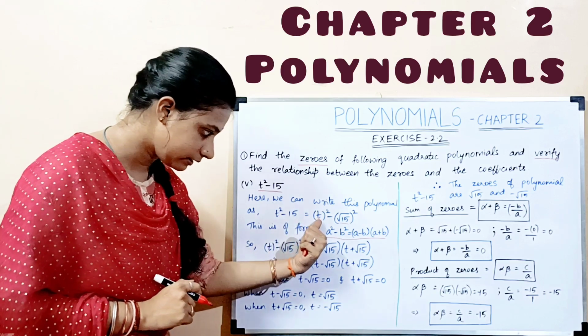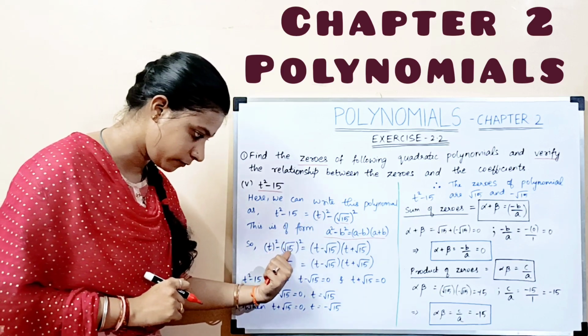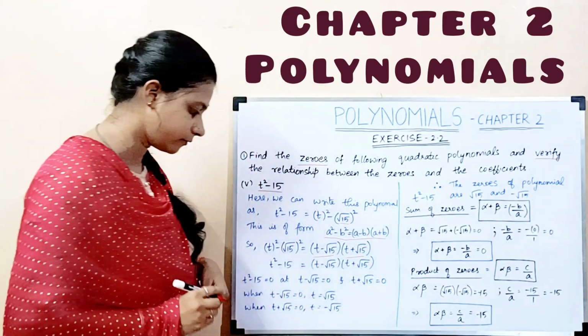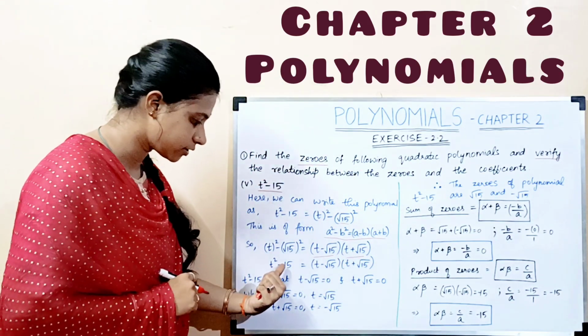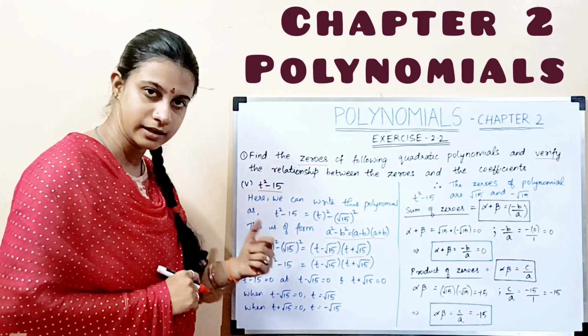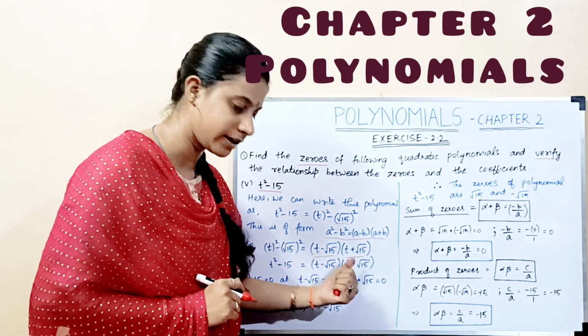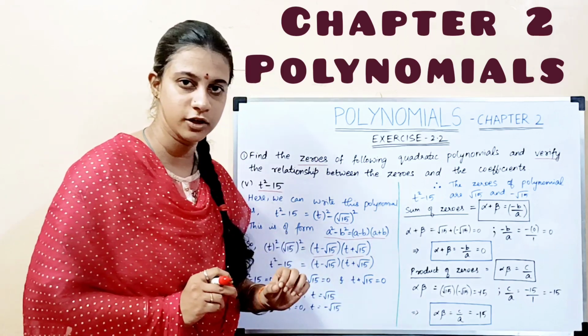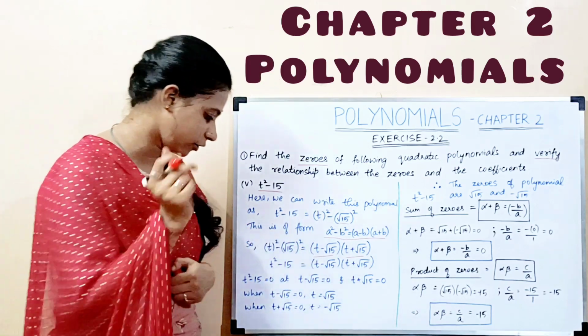So we can write t square minus root 15 square as t minus root 15 into t plus root 15. So the factors of t square minus 15, the given polynomial, are t minus root 15 and t plus root 15. Now we will equate these factors to 0 to find the zeros of this polynomial.